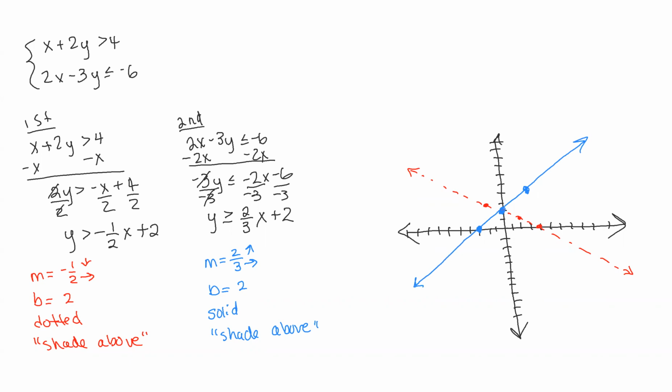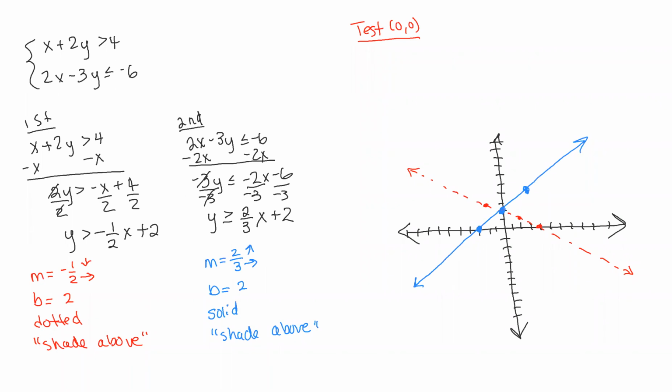All right, so now let's figure out the shading. So for the red line, let's go ahead and just test the origin again. The only reason I test the origin is just because it's easy to plug in zeros. So for the red line, I'm going to test 0, 0. And I'm going to plug it into that first original equation.